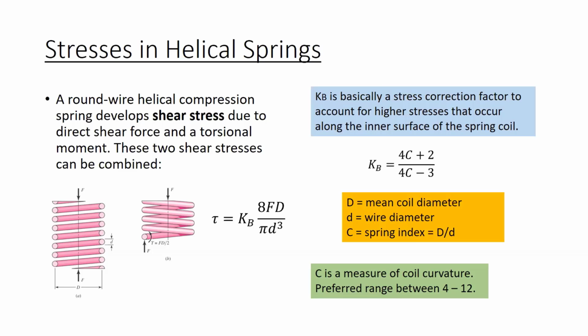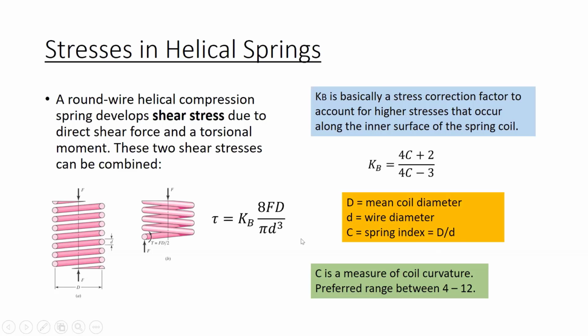And the preferred range is between 4 and 12. And we'll talk more about why that is a preferred range when we talk about spring design. So D, this is the mean coil diameter, and this is really important. It is not the outer spring diameter, nor is it the inner spring diameter. It is the in-between mean coil diameter, from the middle of the coil on one side to the middle of the coil on the other side.